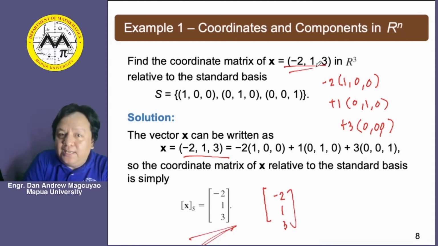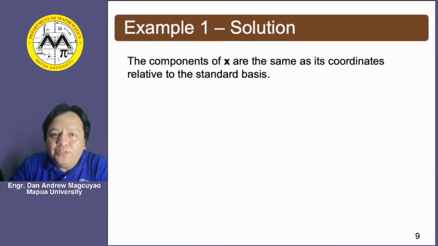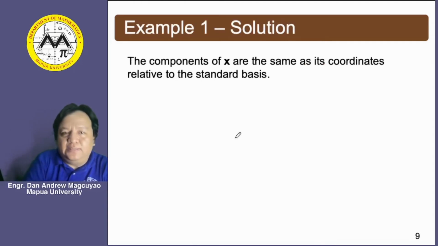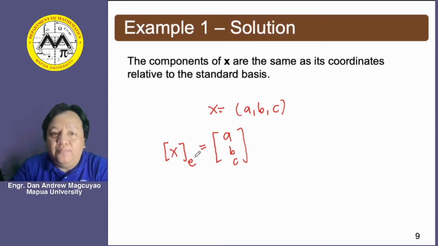So it is the same if we are referring to the standard basis. If the natural basis or the standard basis is used, the coordinate matrix is equal to the coefficient matrix. So the components of x are the same as its coordinates relative to the standard basis. So if x is equal to a, b, c, then a, b, c is equal to the coordinate of x using the natural basis.